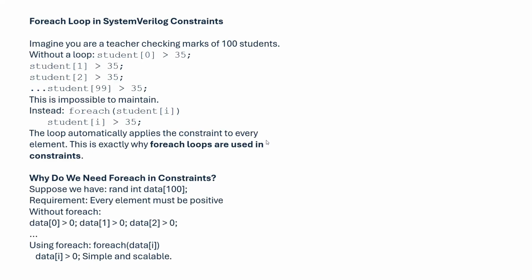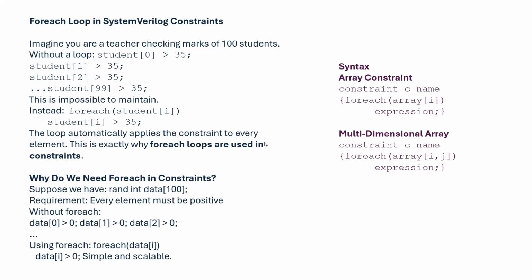So why do we need foreach in constraints? You are writing some constraints, right? Sometimes you will consider dynamic or different types of arrays. I want to visit each and every value in my array, then I will take the foreach loop. Without foreach, data of 0, data of 1, data of 2, data of 3, we need to mention individually. If you consider the foreach loop, it will visit automatically.